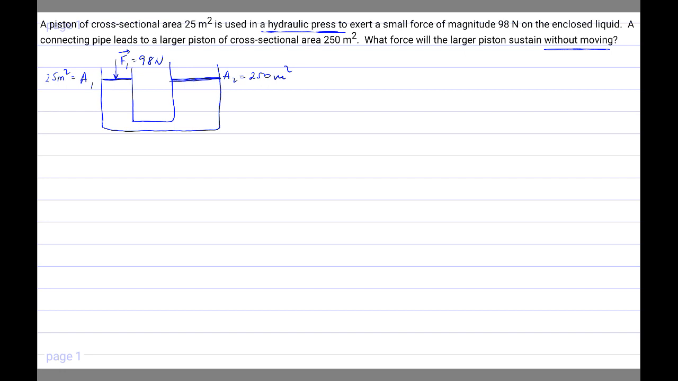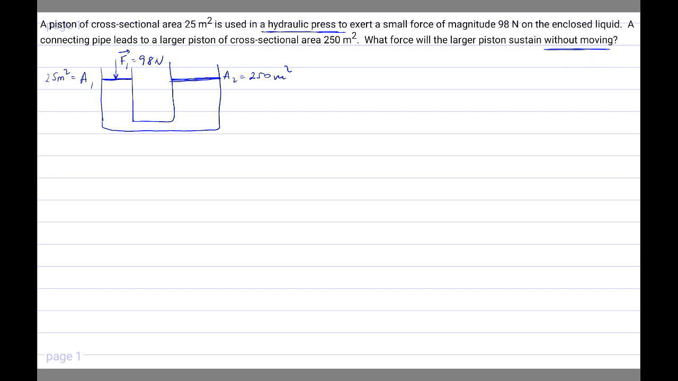So in problems that have liquid at rest, we can only use two principles, and one would be Pascal's principle, the other one is Archimedes' principle. And we're not submerging anything in the fluid, so we can't use Archimedes' principle for this. There's no buoyant force. But what we can use is Pascal's principle.